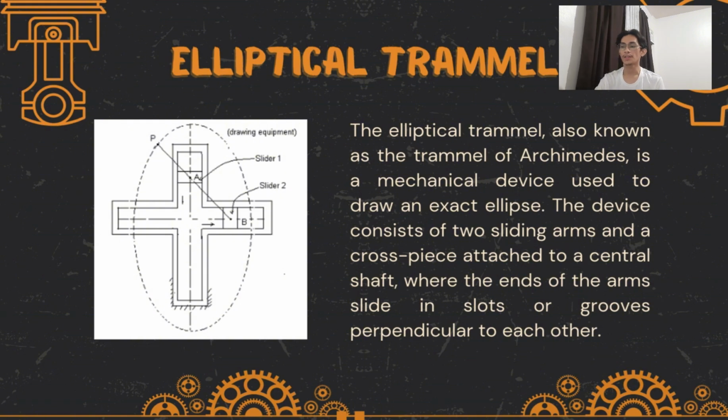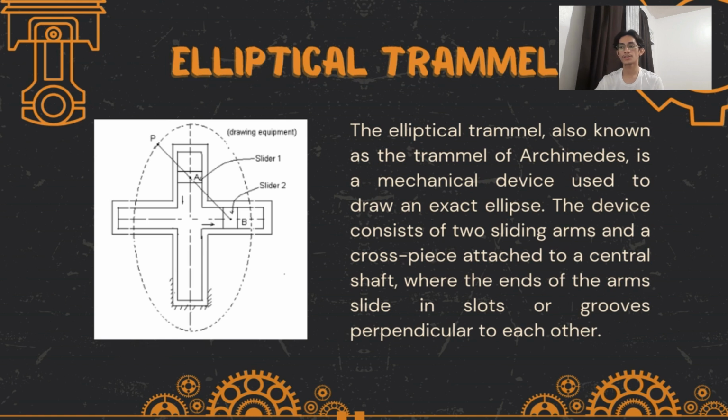Dito sa elliptical trammel, we have 4 links. First link being the frame, which is yung fixed link natin dito. And yung second link is yung rod, PB. A third link is yung first slider, and ang fourth link ay yung second slider. As you can see dito sa illustration, one end ng rod is connected sa second slider, while yung center naman ng rod is connected sa first slider.